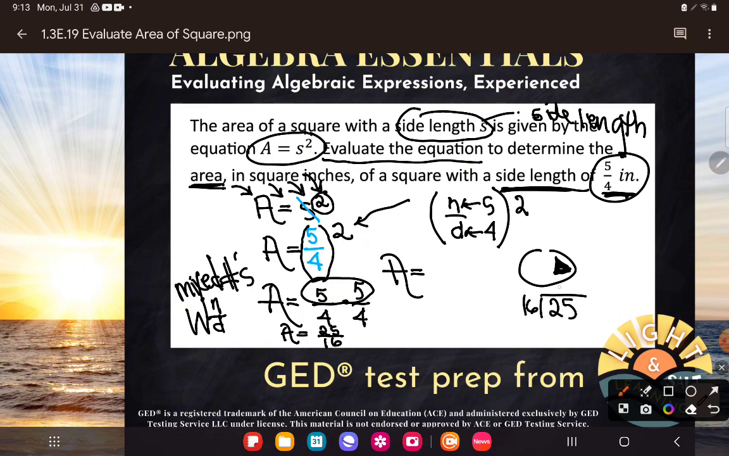How many times does 16 go into 25? It goes in once, so I have one whole thing. And there's some remainder, right? 25 minus 16 gives me 9. So I have a remainder of 9 still being divided by 16 that I'm too lazy to divide by 16. So there you go, 1 and 9/16, and this is area, so it's going to be in a square unit, so it's going to be a square inch.